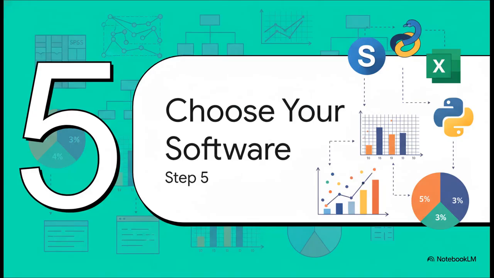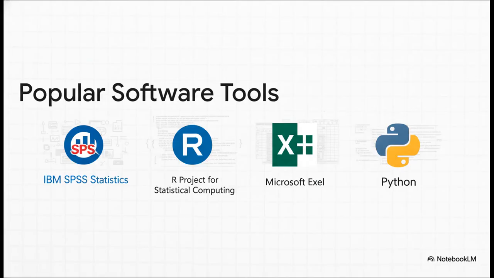All right, we've made it to our final step, and it's a practical one: choosing your software. What tool are you actually going to use to run the numbers and, just as importantly, make sense of the results? You've got a ton of options out there. There are statistical powerhouses like SPSS and R. There are tools you probably use every day, like Excel. And then there are super versatile programming languages like Python, which have amazing libraries for data analysis.